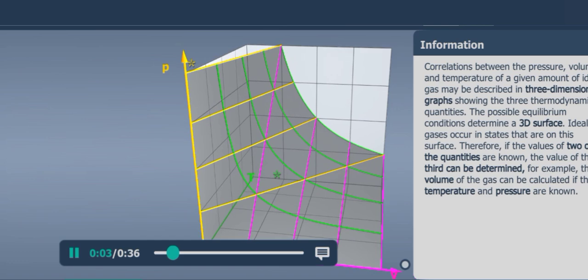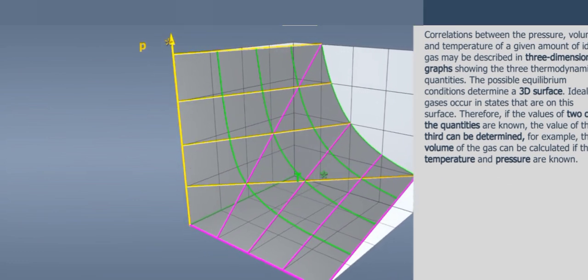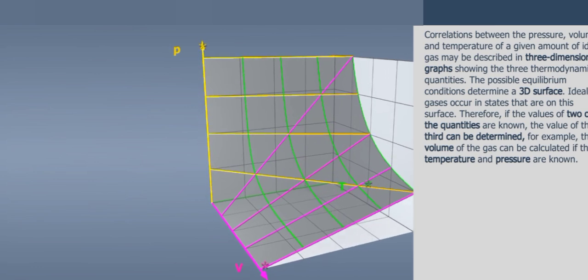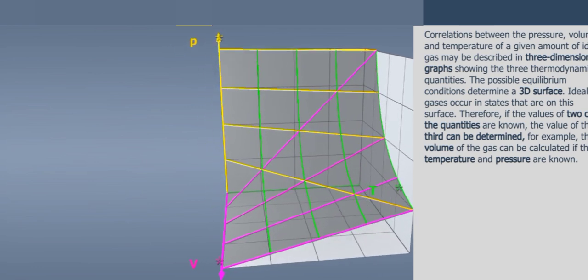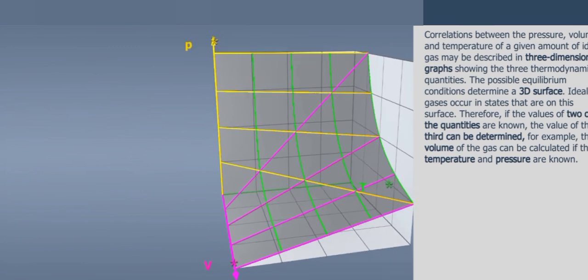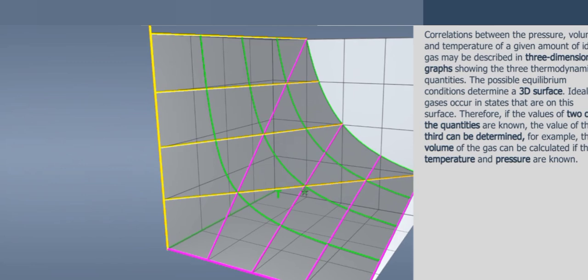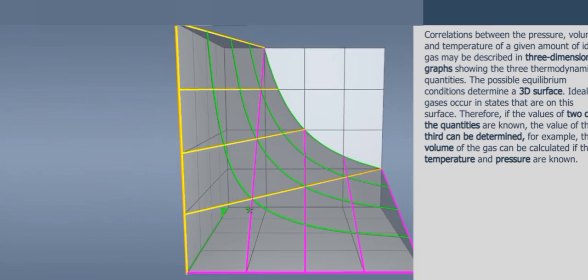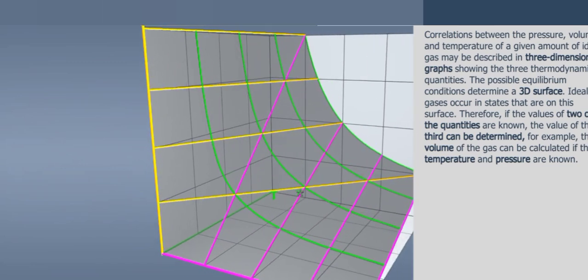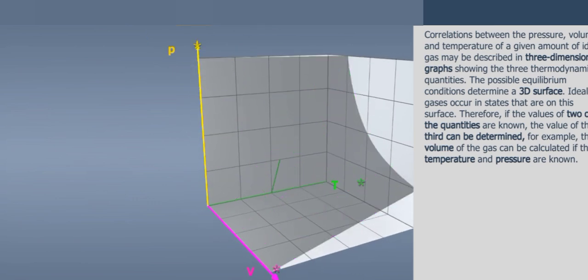Correlations between the pressure, volume, and temperature of a given amount of ideal gas may be described in three-dimensional graphs showing the three thermodynamic quantities. The possible equilibrium conditions determine a 3D surface. Ideal gases occur in states that are on this surface. Therefore, if the values of two of the quantities are known, the value of the third can be determined. For example, the volume of the gas can be calculated if the temperature and pressure are known.